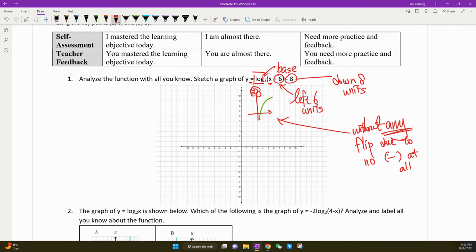So let's take a look at this. I'm going to have my normal leaf shape, something like this, and then I go left 6, right? Let me draw it better. I'm going to go here with the asymptote at x = -6. Why is it an asymptote? Because I used to have an asymptote at 0, and now I move to the left 6.